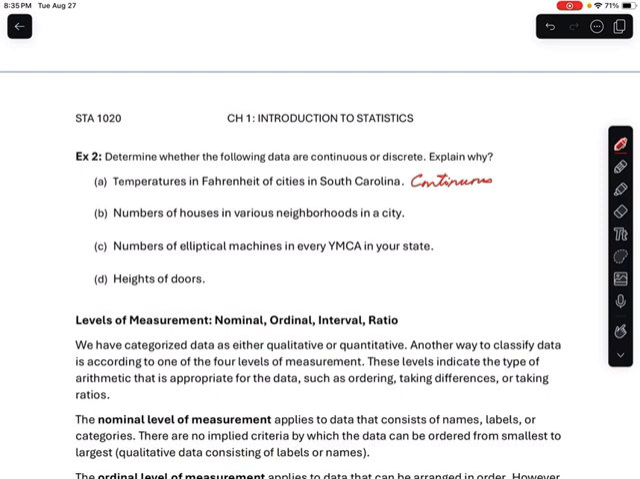Okay, next is numbers of houses in various neighborhoods in a city. Well, it's numbers, so it's counts, so it will be discrete. Numbers of elliptical machines in every YMCA in your state, so this will also be discrete. Now the heights of the doors, this will be continuous because heights can be between maybe like 7 feet 6 inches to, I don't know, maybe like 20 feet high.